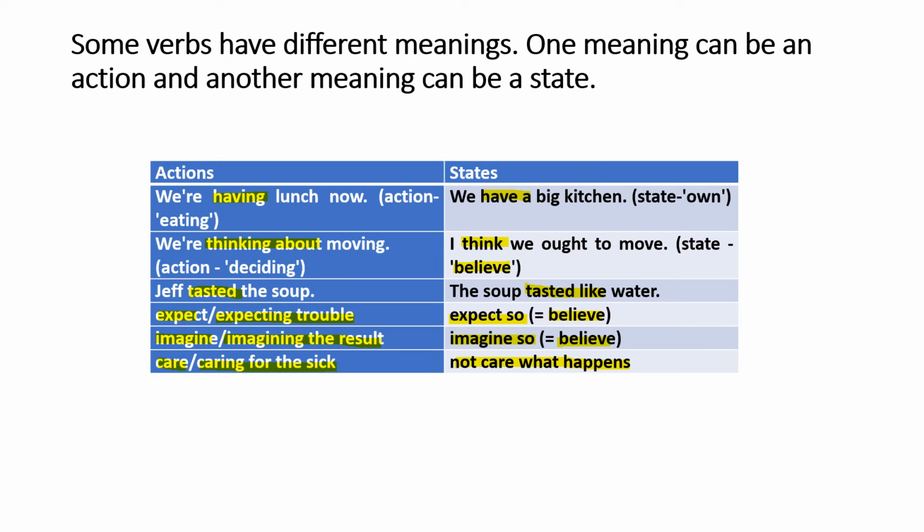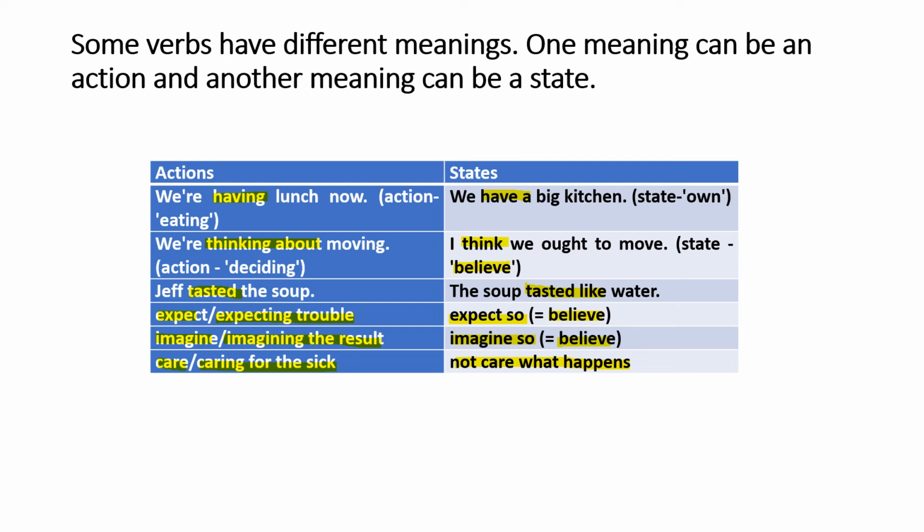We are having lunch now. Have here means eating, and the meaning of eating here means action. So this is an action verb. But when we say we have a big kitchen, it means we own. This is a state verb. When we say we are thinking about moving, think about doing something, it means there is some sort of action. But when we say I think, meaning I believe, this is a state.